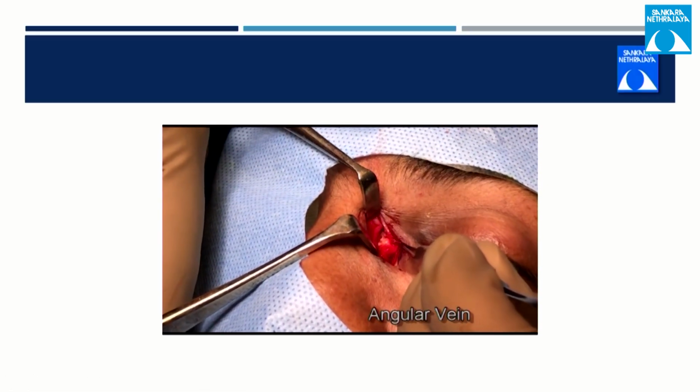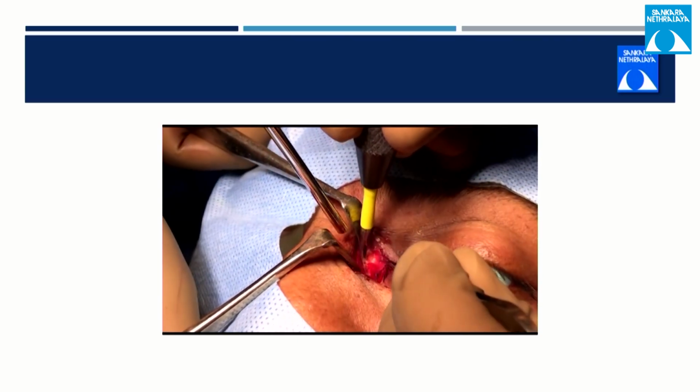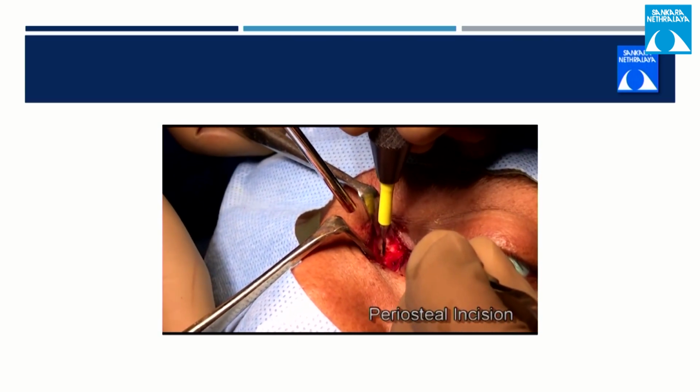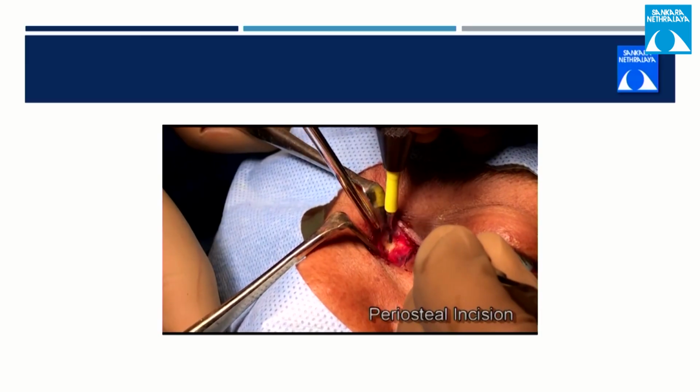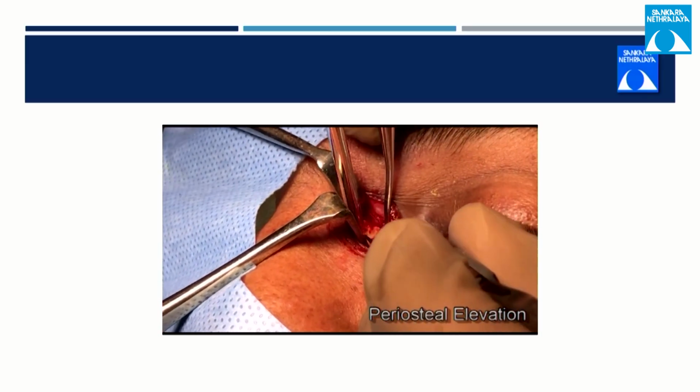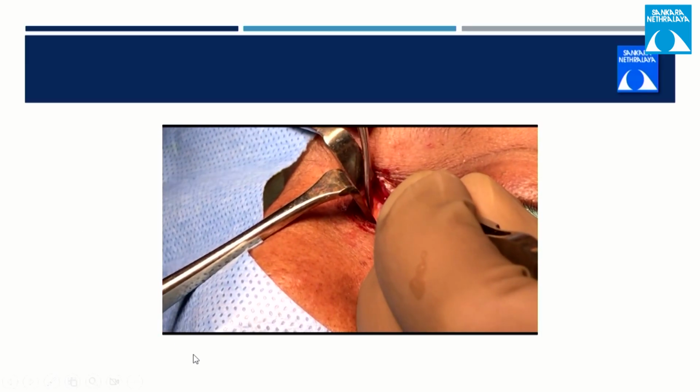So that is the angular vein that you can see. Ideally you should avoid injuring the angular vein. This is the periosteal incision. Can you just pause it? What is periosteum? Okay, so before we make the incision on the periosteum, we actually identify the medial canthal tendon. It's a surgical landmark. Then you cut the medial canthal tendon, you can disinsert it. Once you disinsert it, what you will see below is the anterior lacrimal crest. In that area you make the incision, yeah.